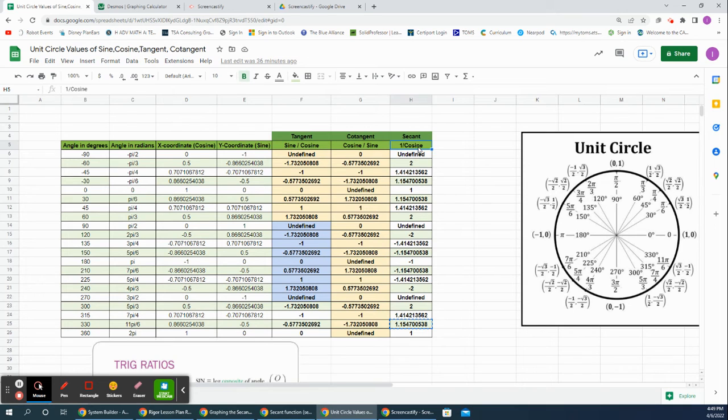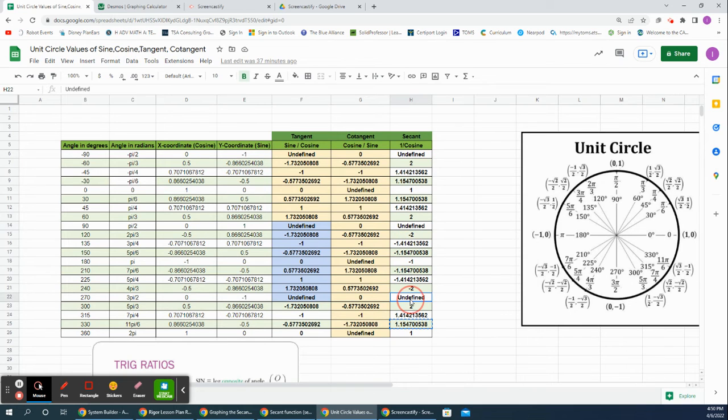And I'm just going to give you a hint. Look at this, right? Look at this. And then look at this. And this. And this. Okay? I want you to look at this and say, oh, that's why it's undefined here. That's why we have a vertical asymptote, right?